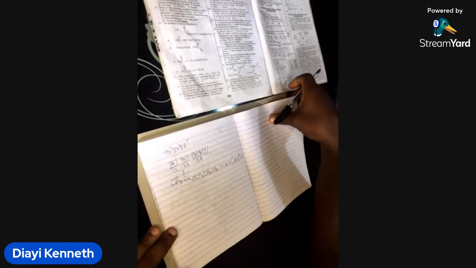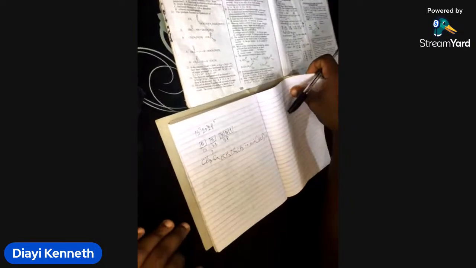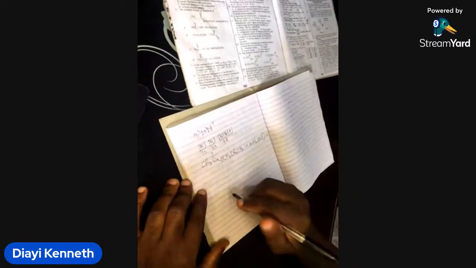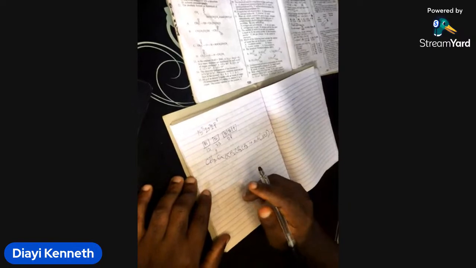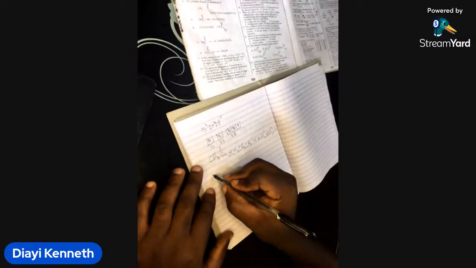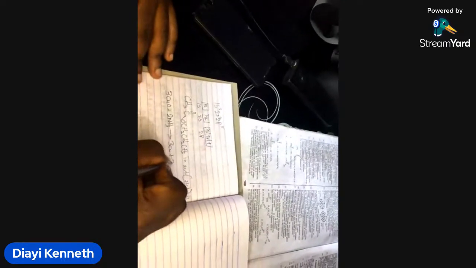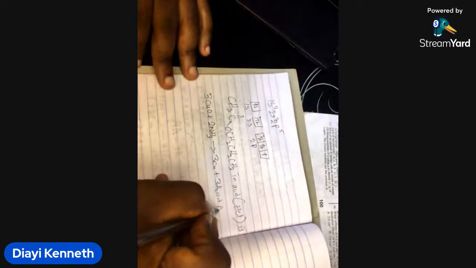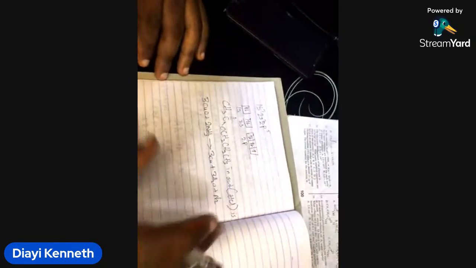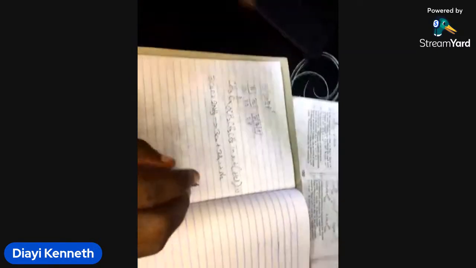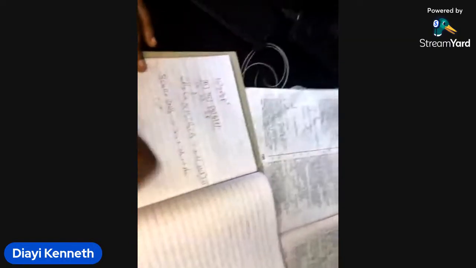Now, I'll take number 23. Sorry, I'm trying to meet up with time. Number 23. In the reaction, here is the equation of reaction: 3CuO plus 2NH3 gives you 3Cu plus 3H2O plus N2. Now, how many electrons are transferred for each mole of copper? Don't forget that copper is a divalent ion.